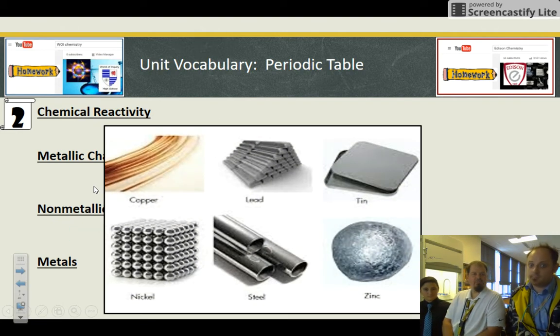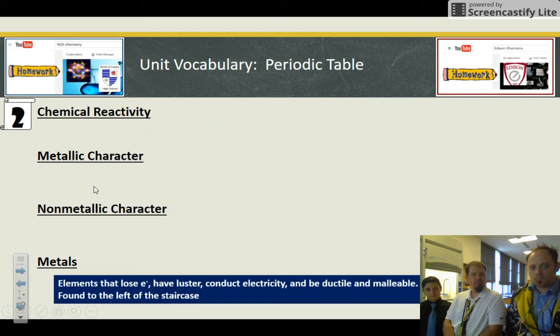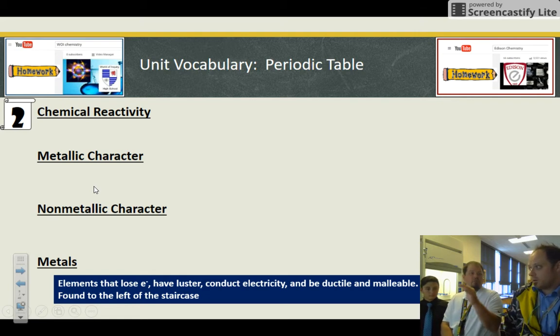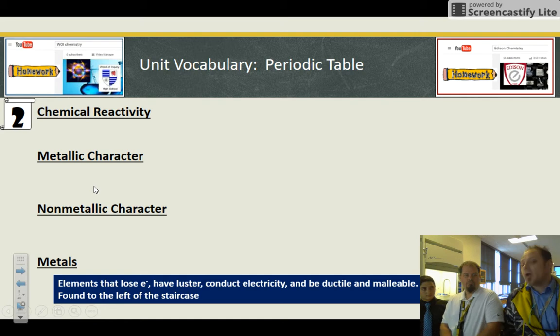And so here's that picture of some common metals we all know. By definition, metals are elements that lose electrons, have luster, conduct electricity, are ductile and malleable, and are found to the left of the staircase. Now, I see metallic character and I see metals. Heads up, both of those definitions are pretty close. Your job is to figure out which one goes with which so you don't get them messed up on the quiz. Metals are found to the left of the staircase on our periodic table, and character is how they react. Correct.